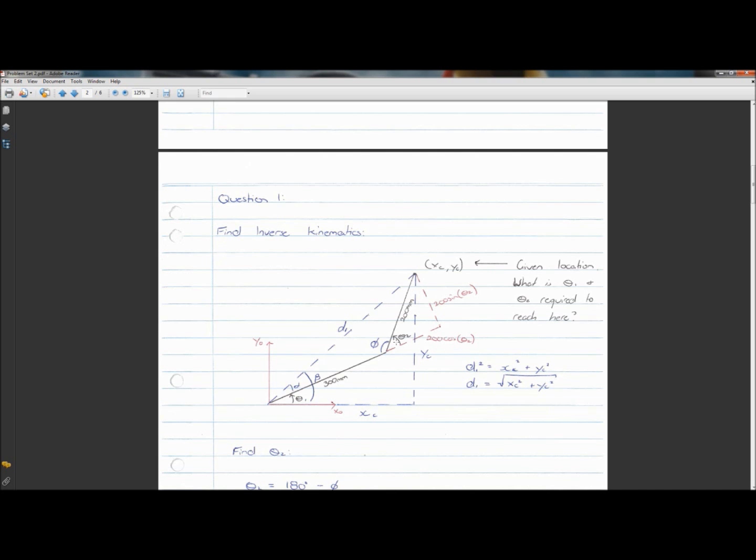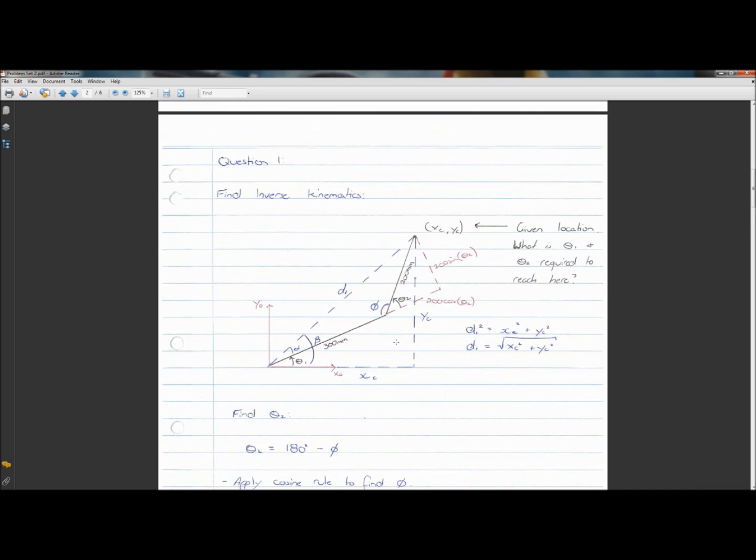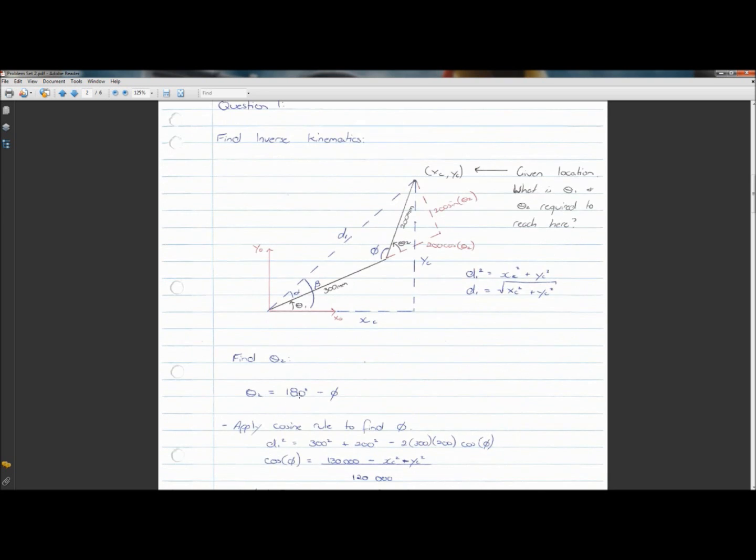The first one I'm going to start with is finding theta 2. The reason is that, depending on what you choose, theta 2 will then depend on theta 1, and you'll see how that works a little later on. It's also kind of the easier one to start with, in my opinion, even though it may not seem like it. So theta 2: this whole angle here is going to be 180 degrees, so theta 2 will be 180 degrees minus phi, which is that part there.